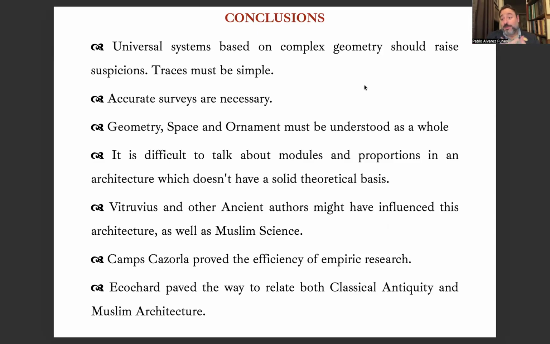We know because Camps Cazorla proved the efficiency of empiric research. He wasn't looking for a theory, he was measuring everything and then extracted a principle: the equilateral triangle as a module for the caliphal arches. And then from there, you have different modulation systems, which he only outlines based on number 3. And then with EcoChart, we have a direct connection to relate both classical antiquity and Muslim architecture. This is very important as well. So we have a framework that is giving us everything.